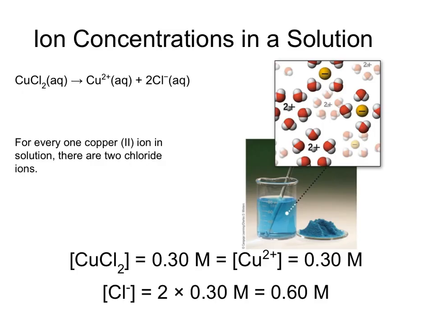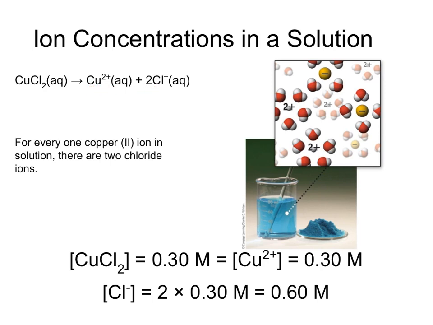Sometimes we want to know what the molarity is of specific ions in our solution. And so we have to remember that in an aqueous solution, our ionic substances will break apart into their constituent ions. And so in this case, a solution of copper 2 chloride will actually consist of copper 2 ions and chloride ions in a 1:2 ratio.